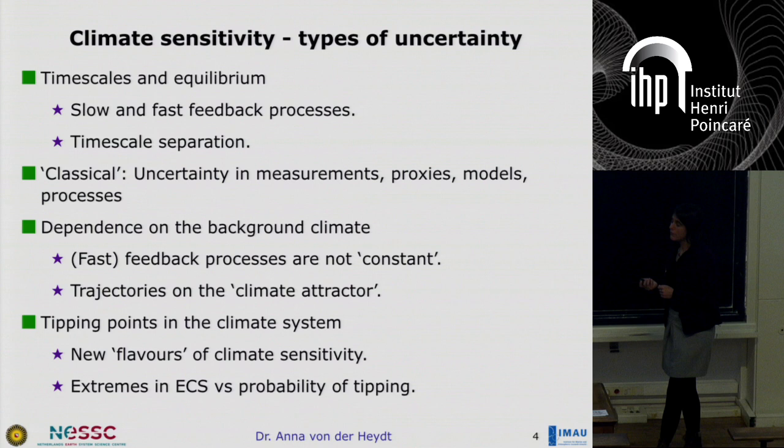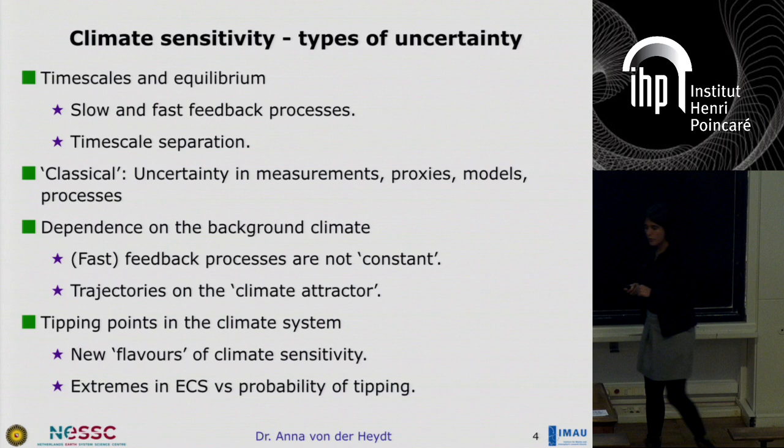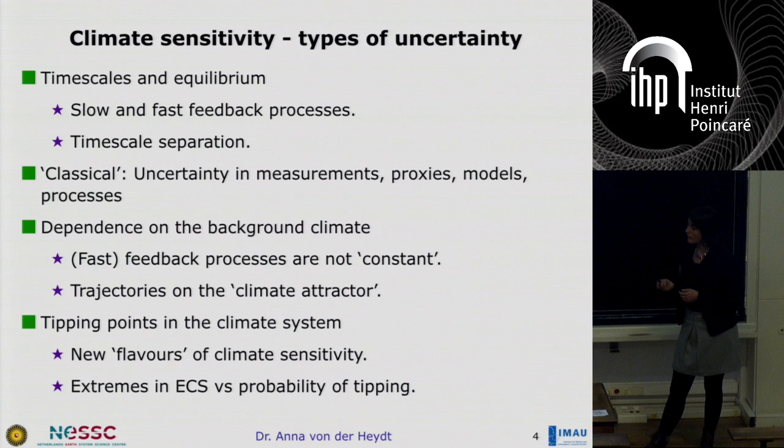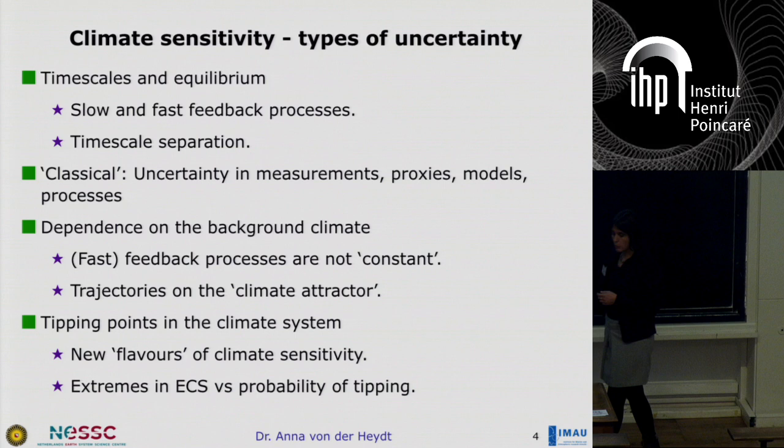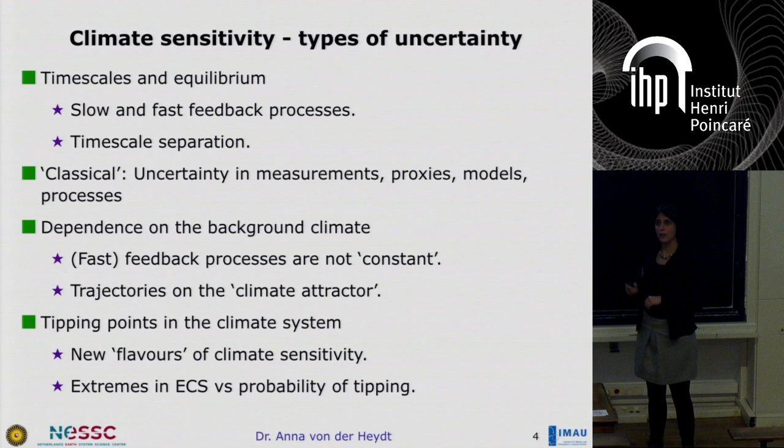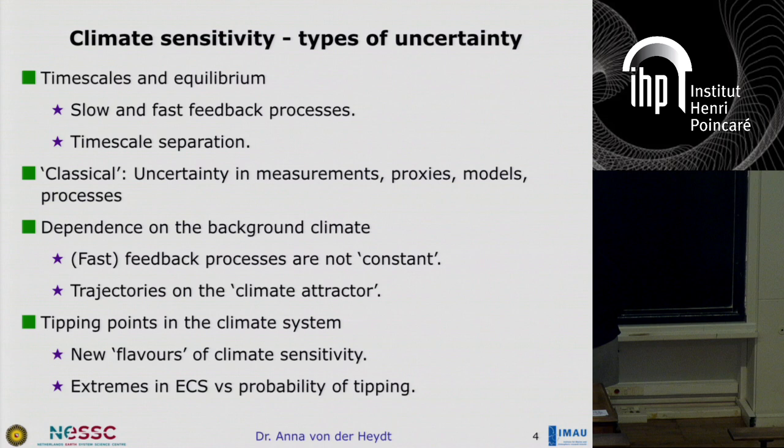So therefore, I will try to look on a climate attractor, and then we follow a trajectory on that attractor, then we can estimate these dependence on the background climate a bit better. And finally, I'll try to sketch some ideas how to deal with the fact if this attractor has tipping points in it or transitions, then we really need to carefully look into what we actually measure, because the linear climate sensitivity is no longer any predictive thing in the end.